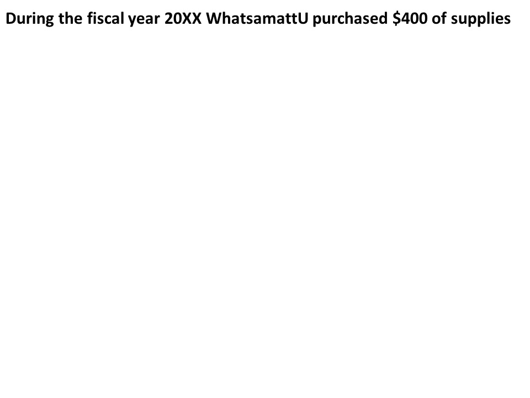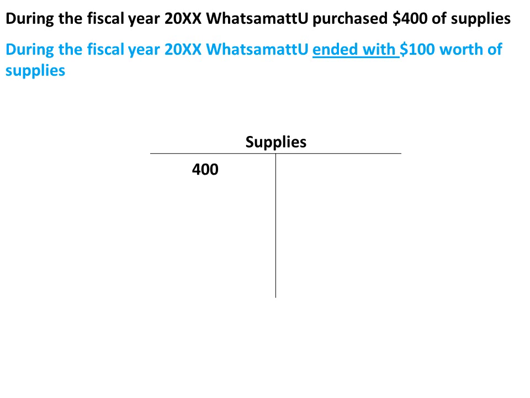Let's do the same thing, but let's add a little different wording here. During the fiscal year, once again, we're starting out with what's the matter you purchased $400 worth of supplies. We got that from the general ledger, and that's what our general ledger balance represents, basically in a T account format. During the fiscal year, what's the matter you ended. Now in this case, I changed the words. I said we ended with $100 worth of supplies.